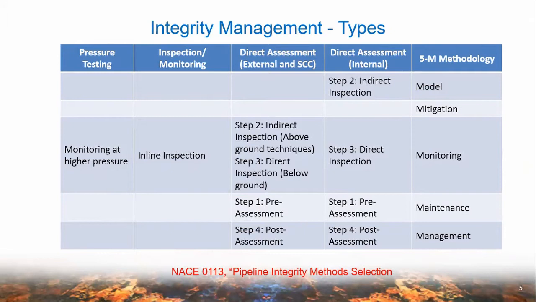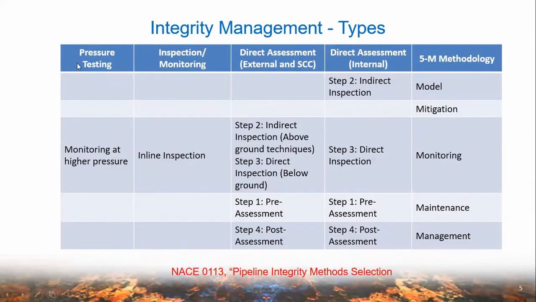NACE Standard 0113, Pipeline Integrity Methods Selection, describes various types of integrity management. The most common is pressure testing or hydro testing, in which we hold the pressure of the pipeline at a pressure higher than the normal operating pressure, and monitor if the pipeline leaks. And if it did not leak, then we start operating the pipeline.